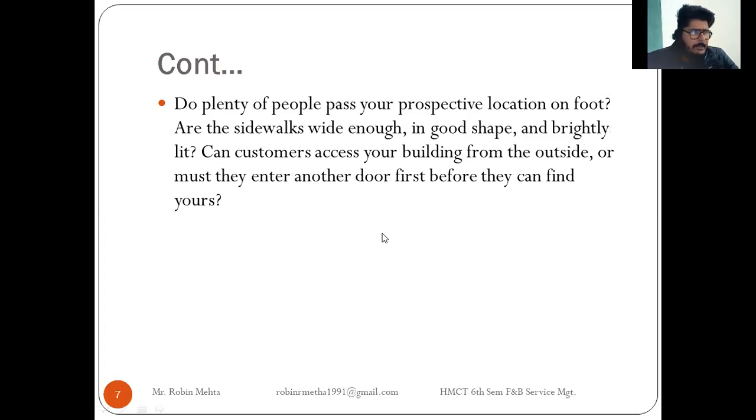Continue the slide. Do plenty of people pass your prospective location on foot? Are the sidewalks wide enough, in good shape, and brightly lit? Can customers access your building from the outside, or must they enter another door first before they can find yours? This is again very important. If you are selecting any kind of site, the nearby places, like the footpaths, the sidewalks from where the customer is coming, should be well maintained.